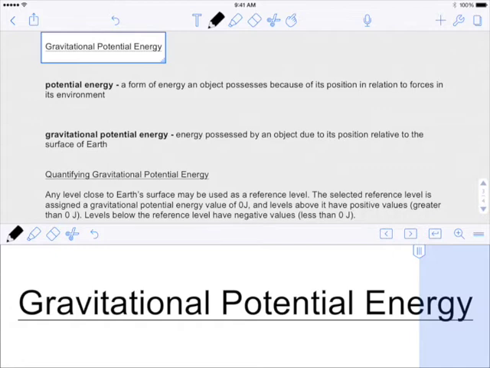In general, a potential energy is a form of energy that an object possesses because of its position in relation to forces in its environment. Gravitational potential energy is the energy possessed by an object due to its position relative to the surface of the Earth. Presently, I am standing on the ground, so you could say that my height is 0 if you make it relative to this ground.